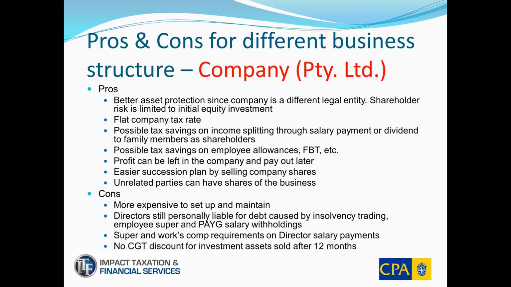Okay, and another very big disadvantage of a company structure: if you put any investment in the company, such as shares or investment properties, even if you hold the investment for more than 12 months, you don't get the 50% capital gains tax discount. We mentioned earlier that some entities have the discount. Sole traders, partnerships and family trusts all have the discount. Companies don't have it. So that's one of the major disadvantages of a company structure.